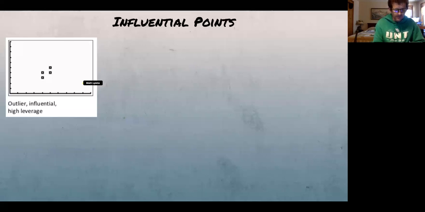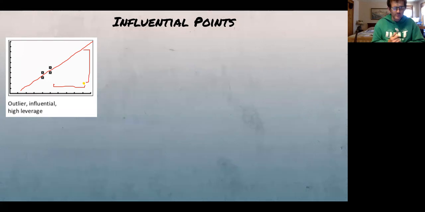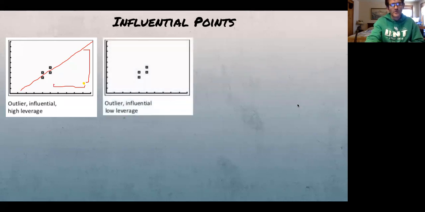Okay, so now we got this point. Again, here's the trend line before that was added. So definitely high leverage. From what we would predict before it was added, yeah, that's not where we'd expect it to be. So it's an outlier, it's high leverage, and therefore it's going to be influential. In fact, with a data set like this, it's going to be very influential. So that one works right there. Okay, let's look at the next one.